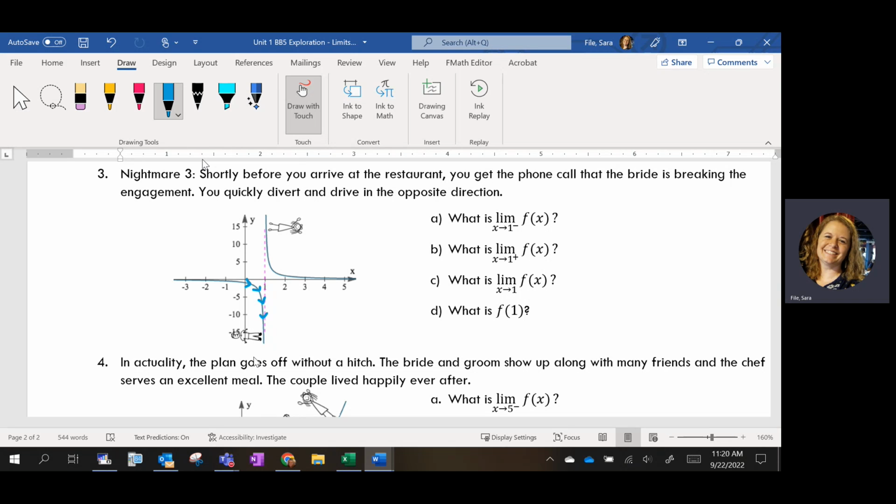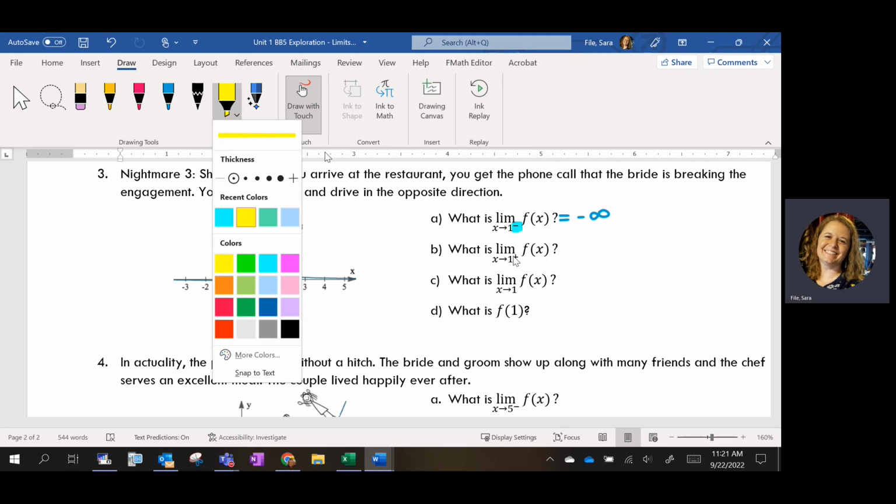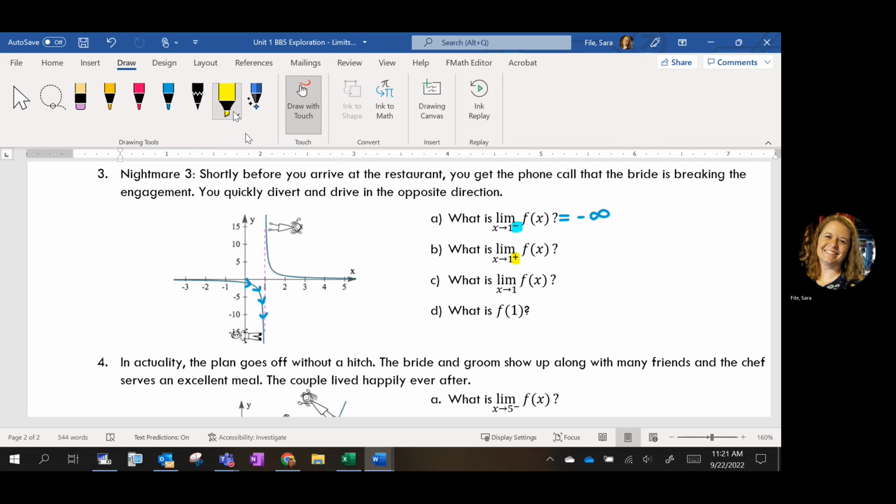As we get closer and closer and closer to x is 1, what y value are we getting closer to? Yeah, we're going down to what, infinity? Negative infinity. So from the left, the limit's negative infinity. Now from the right, the bride's coming in. She's the one that decides to cancel. Wonder what happened. Okay, where's she going toward? What y value? Positive infinity. All right, are those the same?